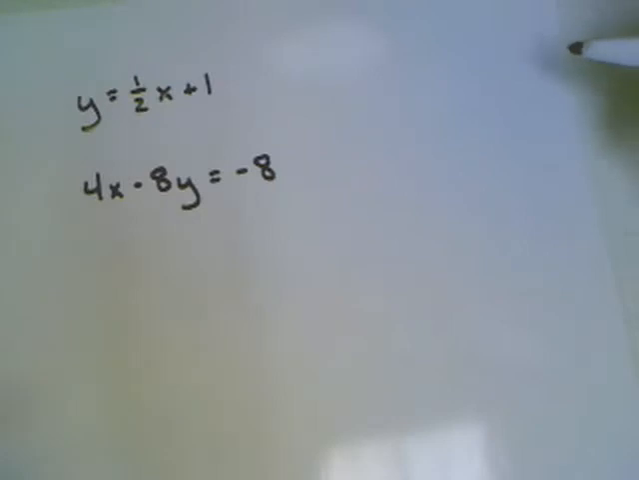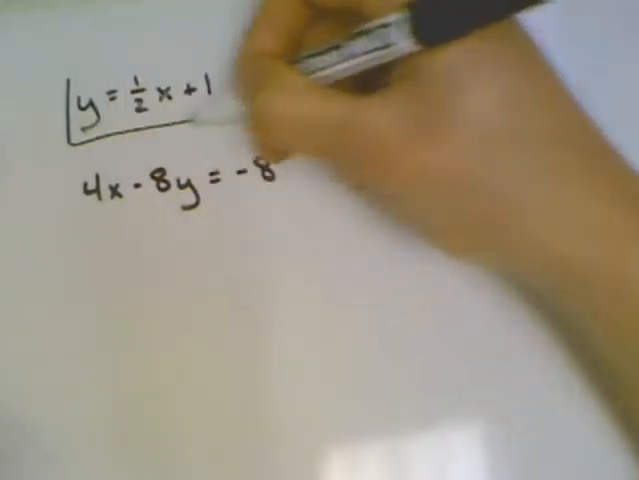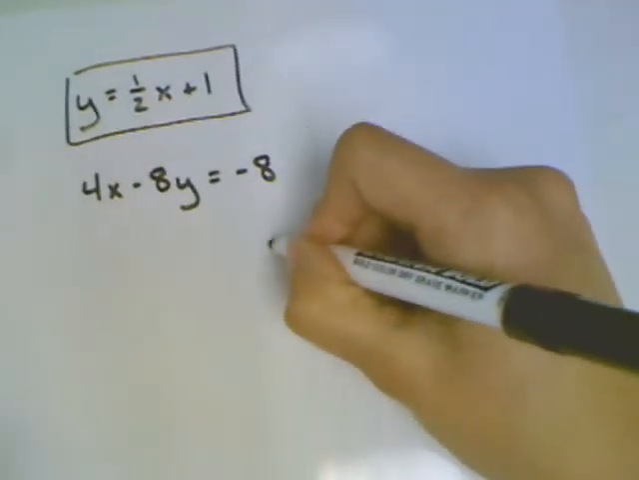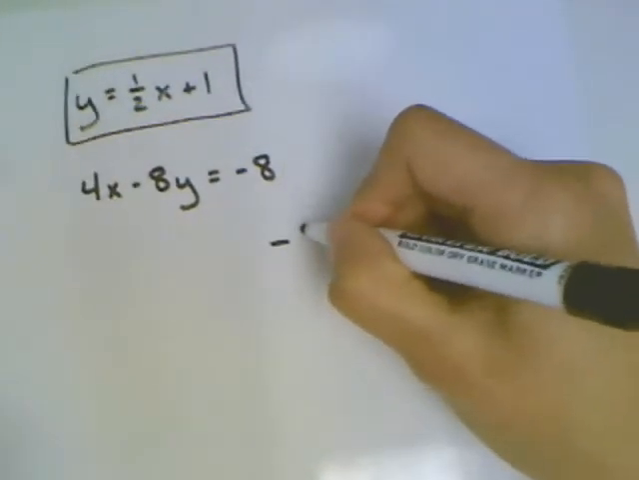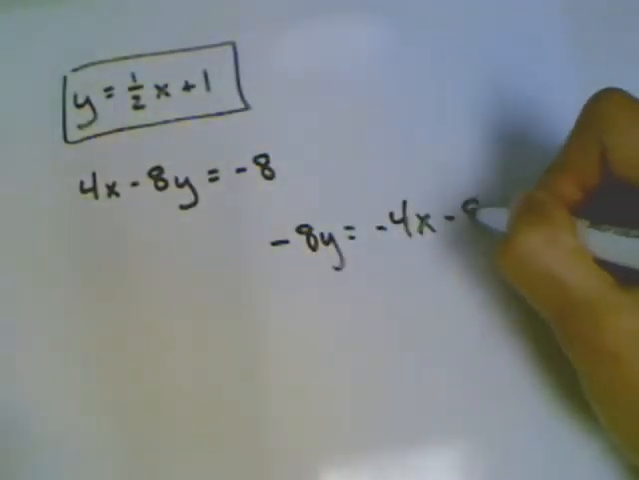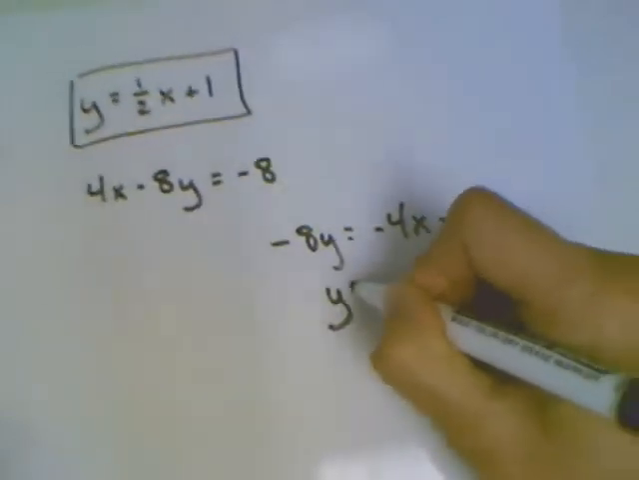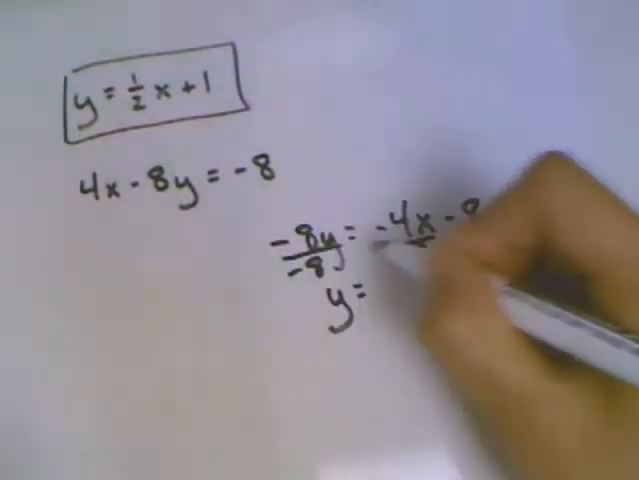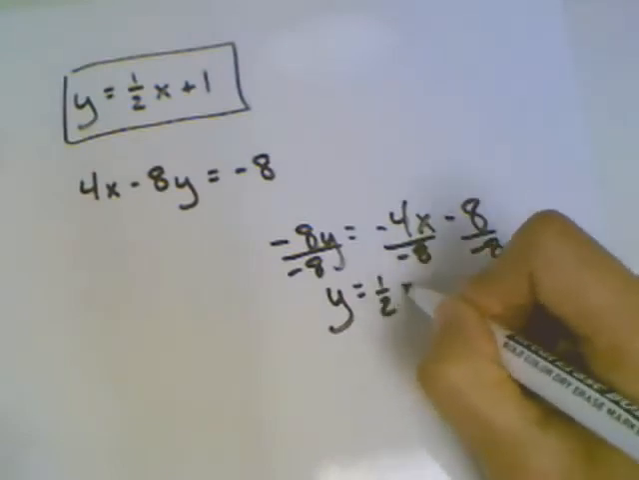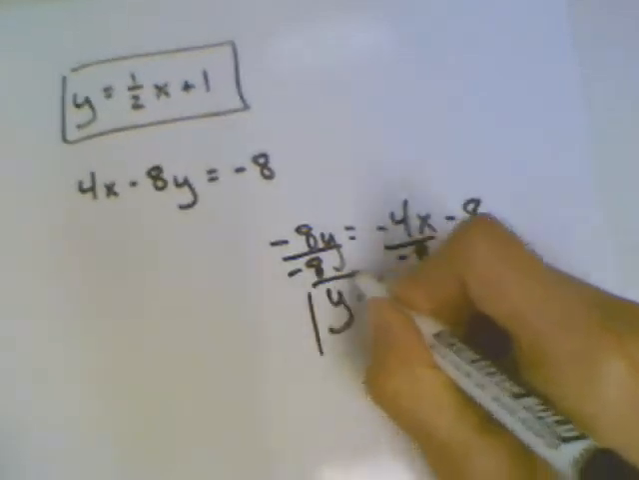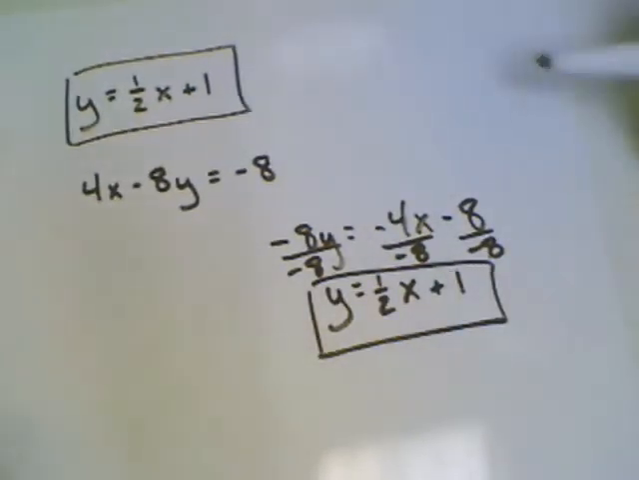Solve this system of equations by graphing. Well, this first one is already in slope-intercept form. That's nice. This second one I need to rewrite. So my first step is going to be to subtract 4x from both sides. So I have -4x minus 8, and divide everything through by -8. So I'm going to get y equals 1/2 x plus 1. -8 divided by -8 is +1. Here is my other equation.